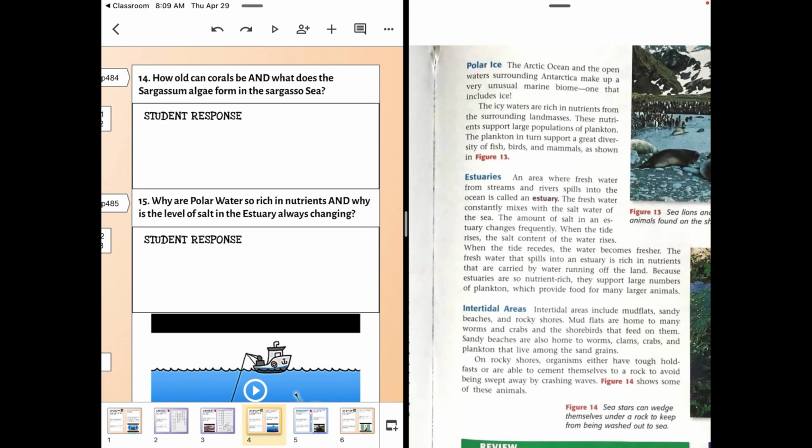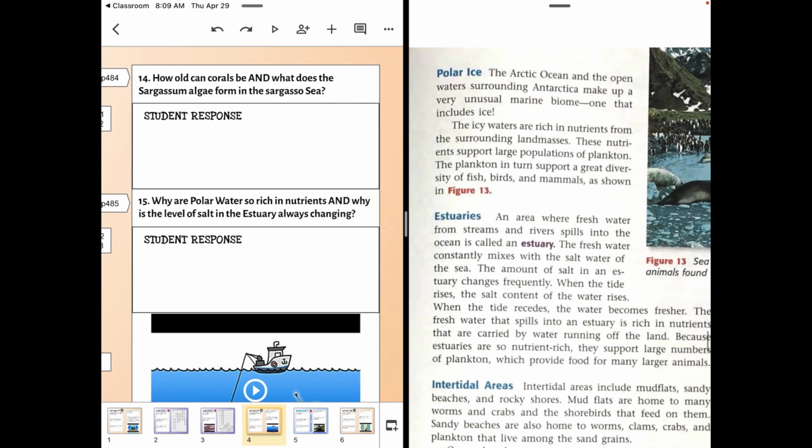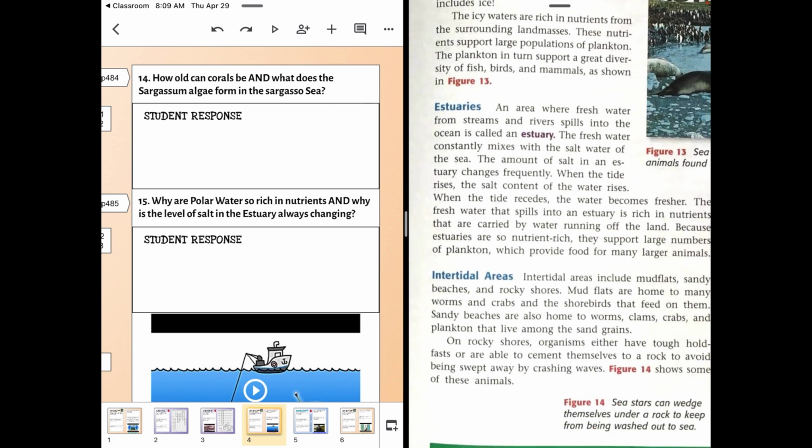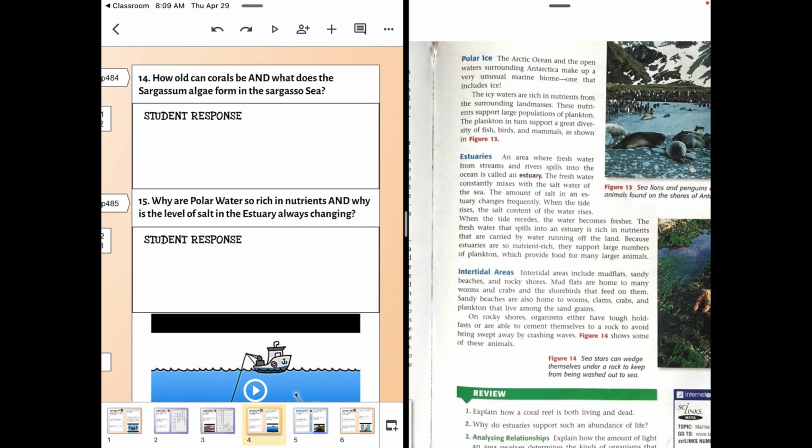Polar waters near the North and South Pole are really rich in nutrients that come from a certain location. And then estuaries are where rivers and oceans mix, but it's not even. You expect with freshwater and saltwater mixing it'd be half salty, but it's constantly changing, becoming a lot salty, becoming less salty, back and forth and back and forth.